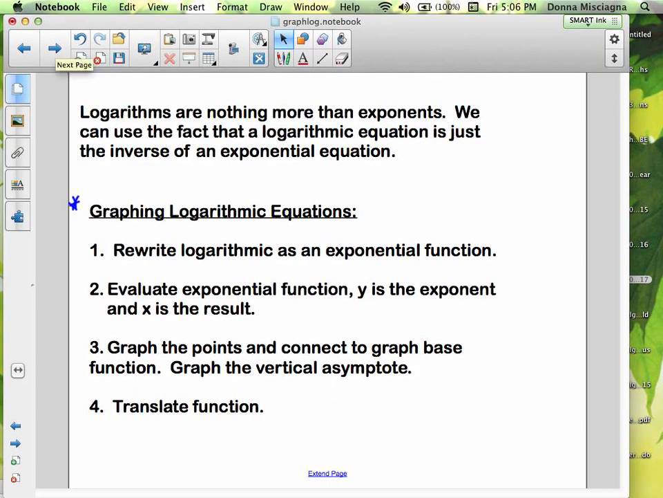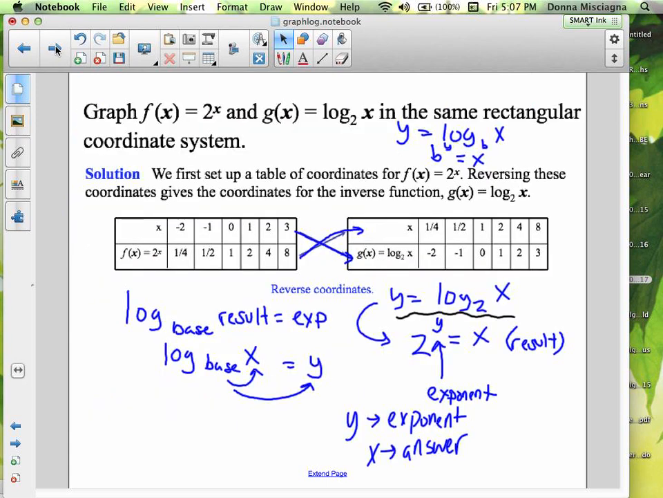All right, so logarithms are nothing more than exponents. We can use the fact that a logarithmic equation is just the inverse of an exponential equation. So we're graphing logarithmic equations, and this is in your notes. We want to rewrite logarithmic equations as an exponential function. We want to evaluate the exponential function where y is the exponent and x is the result. That's switched from our exponential functions. We're going to graph the points and connect to graph our base graph. And don't forget your vertical asymptote, and then translate the function if our function has been transformed in some way. In other words, we have something added to our whole function or something added to x.